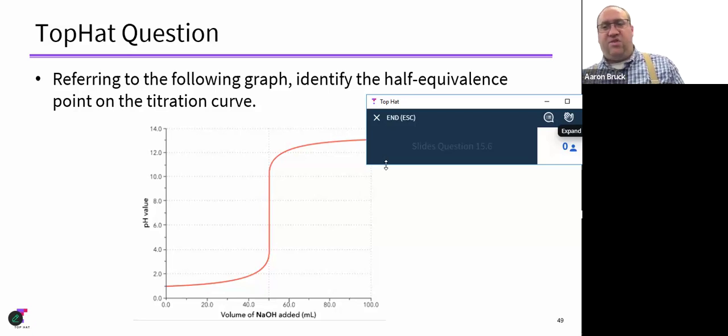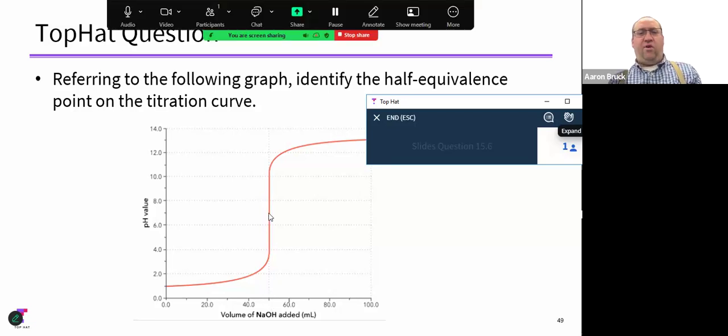And so the answer to that question, at what volume is the equivalence point? It's at 50. Okay, so if the equivalence point is 50 milliliters, the half equivalence point would be half of that volume. So we should be looking here at 25.